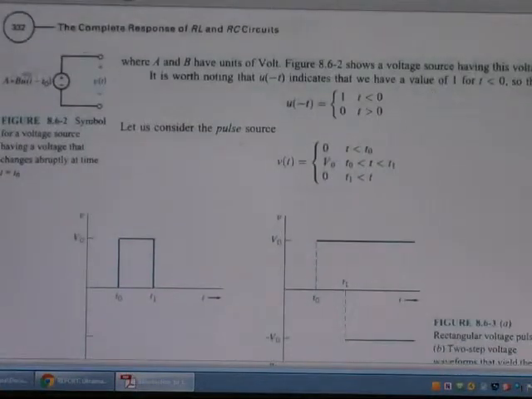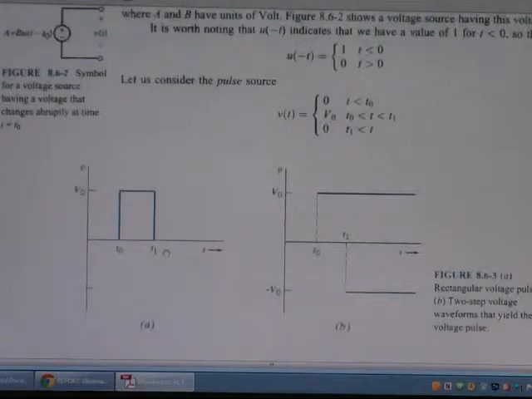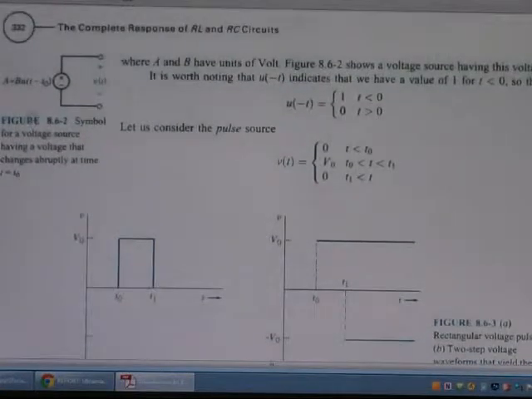In this case you can write it down as a unit step function. This unit step function will decide this one, and this one is also a unit step function. This circuit is one, and this circuit is not a unit step function.